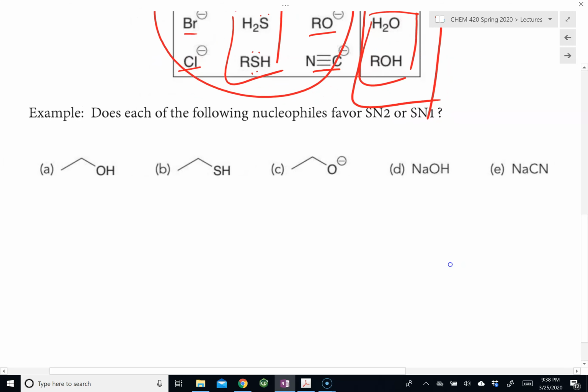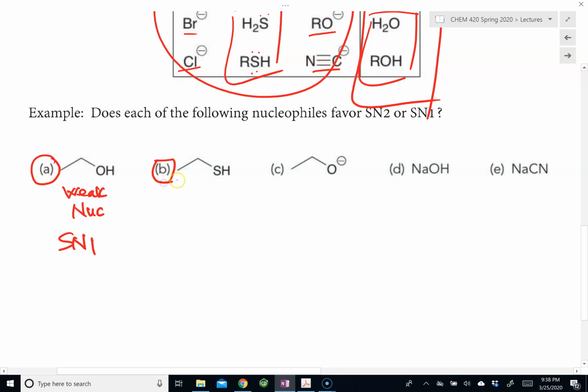So in first example A, we have an alcohol. So what kind of reaction mechanism will it favor, SN1 or SN2? So here in this case, we will see that alcohols, when they're neutral, are okay. They are basically weak nucleophiles. They are not completely weak. So in this case right here, they will be able to undergo substitution reaction. But they would be considered to be weak nucleophiles. So in this case, this would then favor the SN1 mechanism.